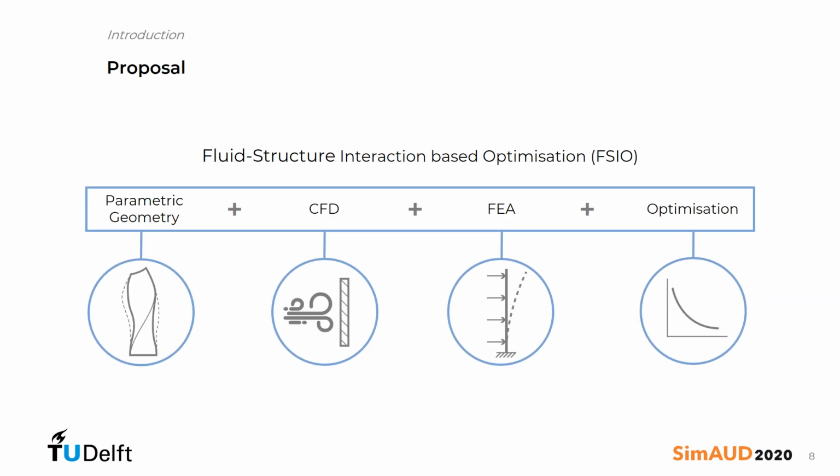Thus, the proposal was a fluid structure interaction-based optimization, or FSIO method. This combines four technologies, first being parametric geometry, which allows for the manipulation of a building's exterior shape based on input parameters, CFD for simulating the flow of wind and its effect on the building surface, finite element analysis, or FEA, to analyze what is that wind's effect on the structure of a building, and an optimization algorithm which can automate the process of finding better performing results.